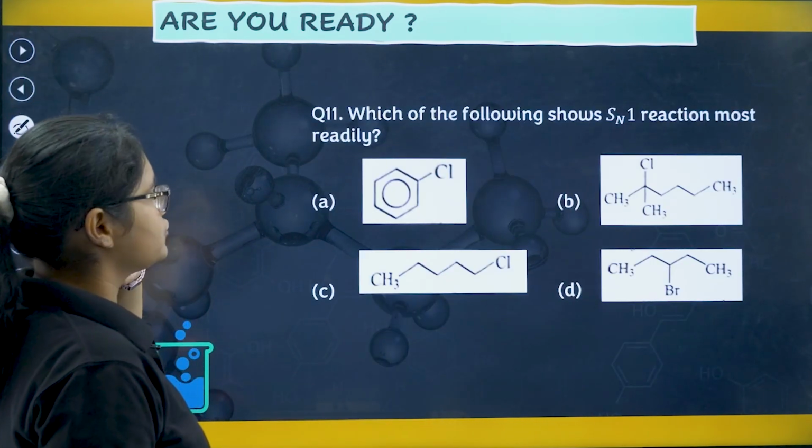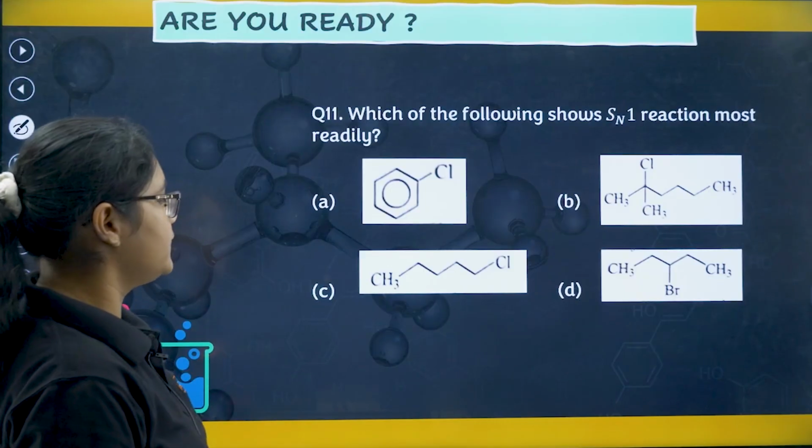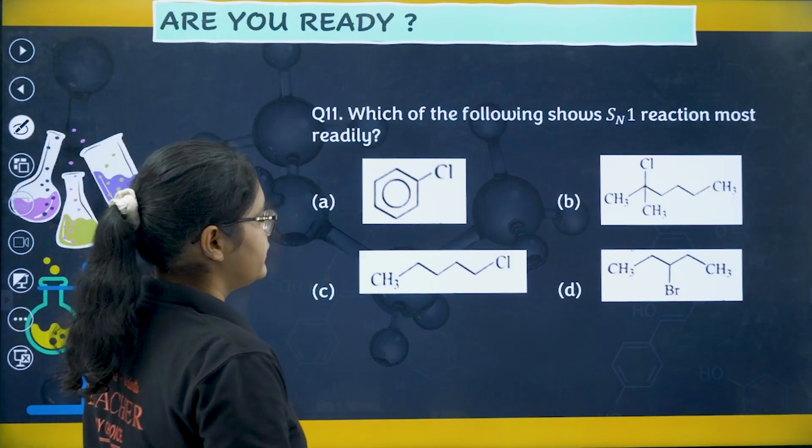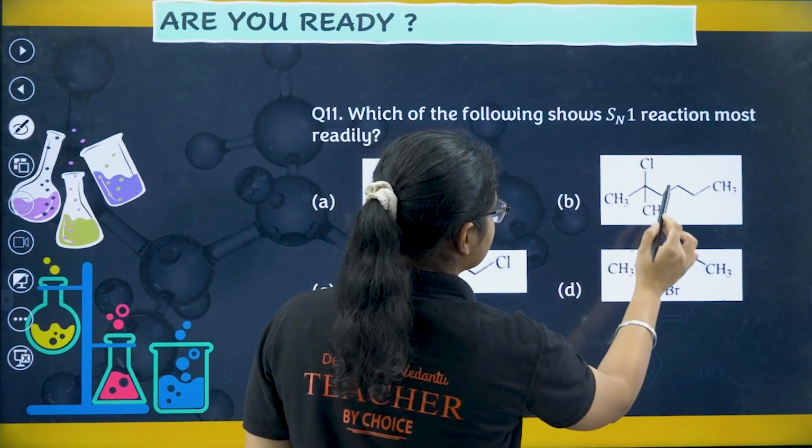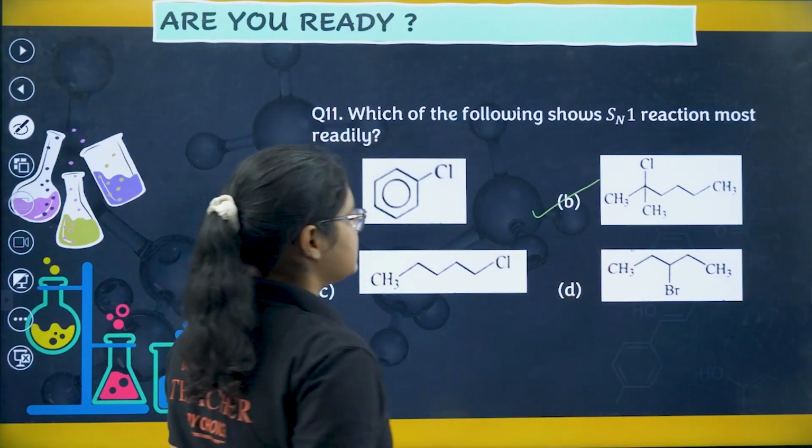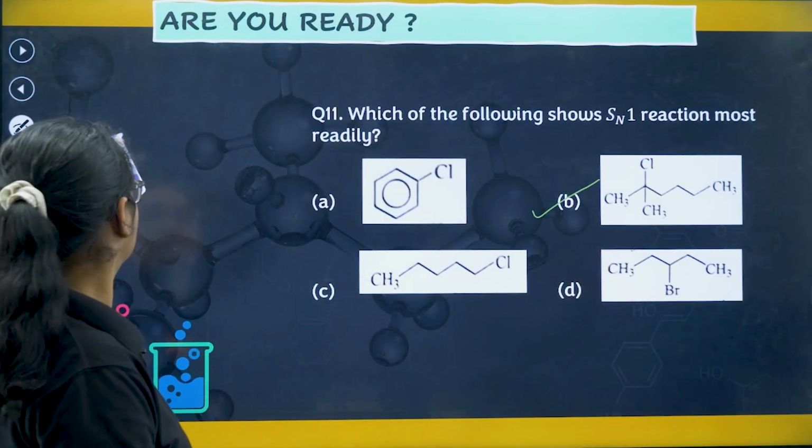Next, which of the following shows an SN1 reaction most readily? You should note that the tertiary group will show it most readily. Here I have a tertiary group, so that will react faster. So option number B here.